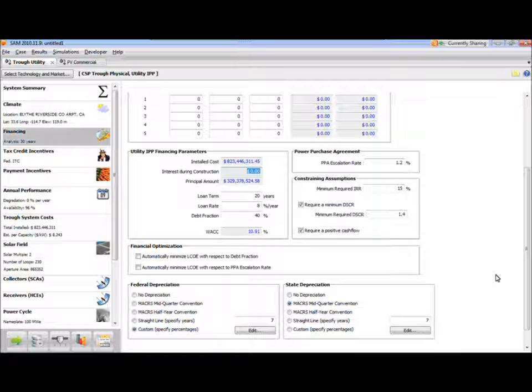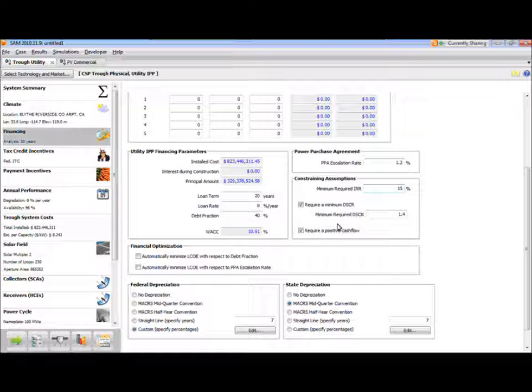The utility project, what you're trying to do is to determine the price that the project needs to sell electricity in order to meet some rate of return requirement. So the utility financing page has options for specifying the return requirements. So you've got the minimum required IRR. This will ensure that the PPA price, the electricity purchase price that SAM calculates, will provide at least a 15% return.